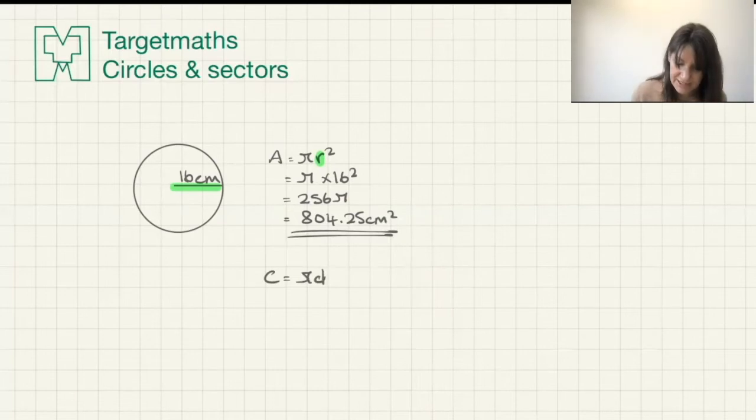Obviously, I had a radius, which means I don't have the diameter. I need to double that, which is going to be 32. So pi times 32 is 32 pi in terms of pi, or 100.58 to 2 decimal places.